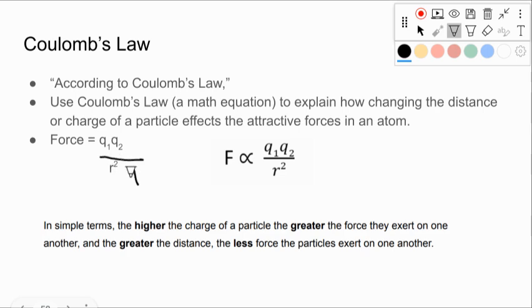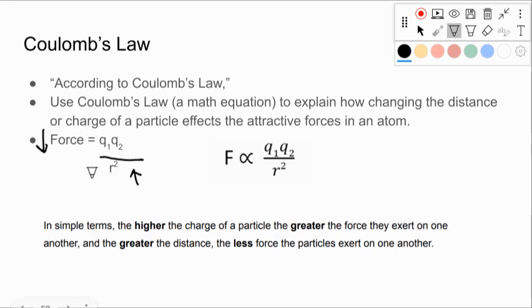So let's say that this number was 1 and this number was 1, then my force would be equal to 1. But if I double my distance between the two atoms that are bonding, and now it is 1 over 2, I did not increase my force. I am actually decreasing my force because it is inversely proportionate. So whatever I do here has the opposite effect on my force.